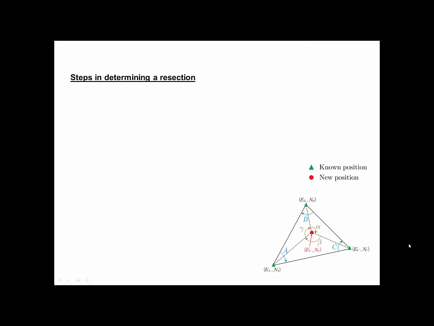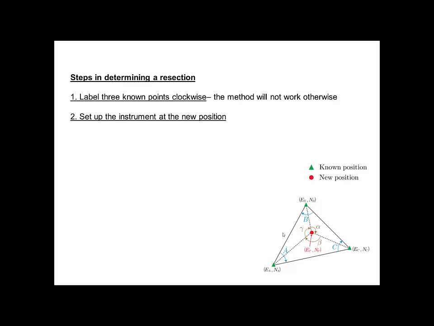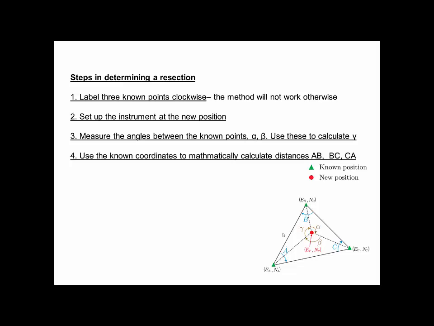Now you also need to make sure that you can calculate resection. Again, it's a fairly trivial mathematical process. There's nothing difficult in there. It's just about following steps. So make sure you do all of the following. Any known points, if you're given 3 known points, label them clockwise. It will not work if you don't do them clockwise. Imagine that you set an instrument at your new position, so in this case it's the red location, and you're able to measure the internal angles sighting to all of those points. So those angles, you need 2, and then you can use those to work out the third one, because they will all sum to 360 degrees.